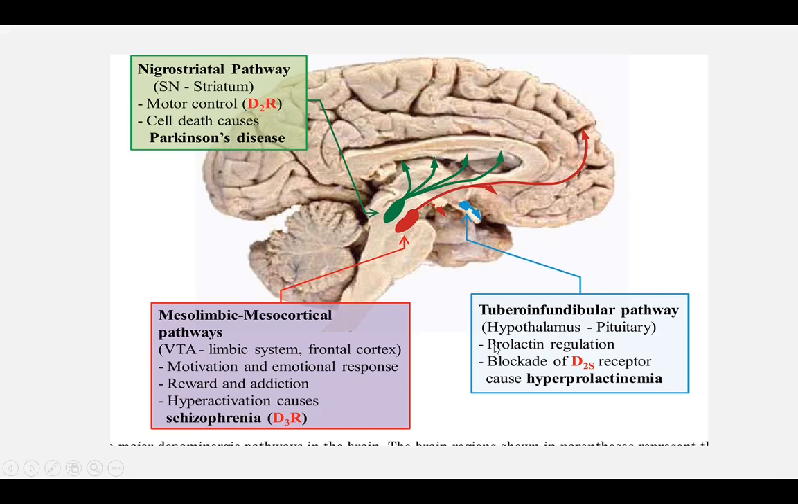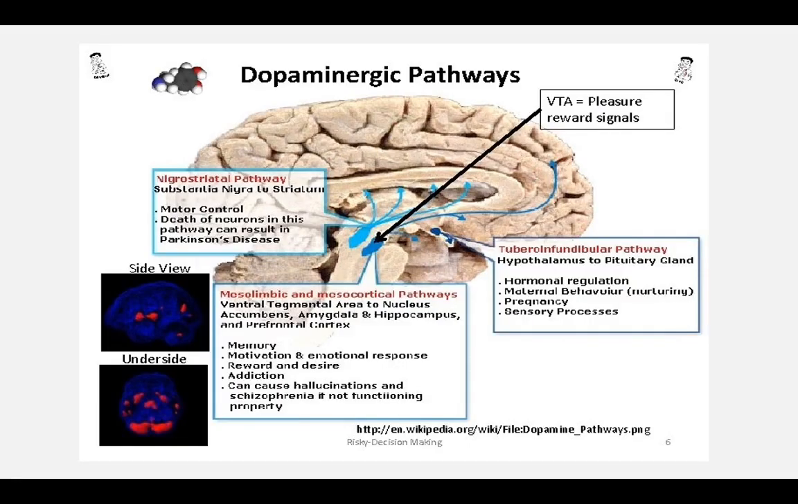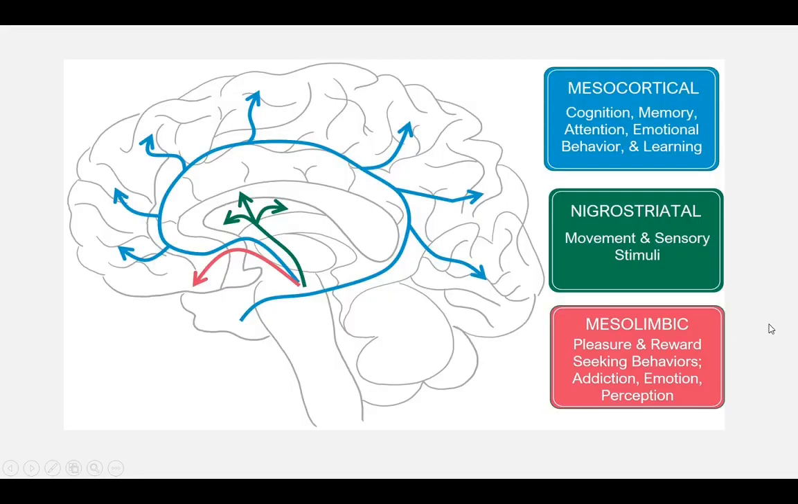Now, the tuberoinfundibular pathway is from the hypothalamus to the pituitary. This is the seat where it regulates prolactin, right? And if there is a blockade of D2 receptors, it causes hyperprolactinemia. Why? Because it regulates hormonal regulation, pregnancy, and sensory processes from the hypothalamus to the pituitary. Right, now let's go on. So mesocortical, basically, is a seat of cognition, memory, attention, emotional behavior, and learning.